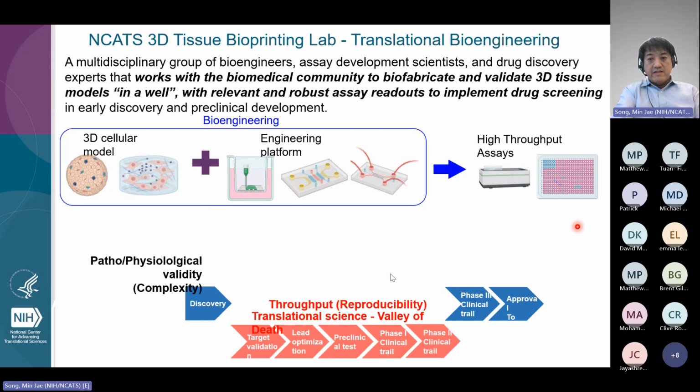In the basic science, the physiological relevance and complexity is the priority, while the level of throughput is the low priority.